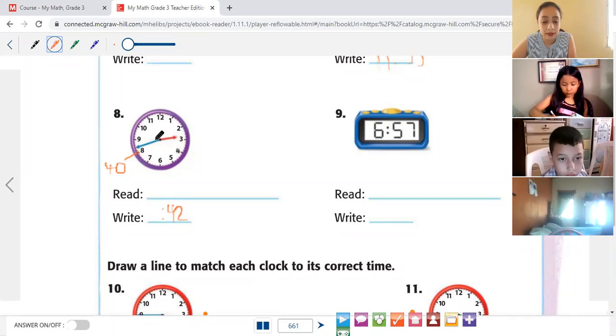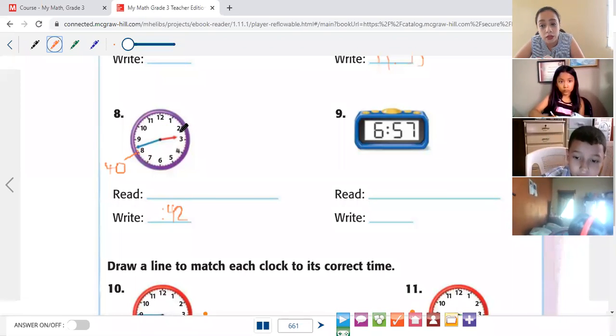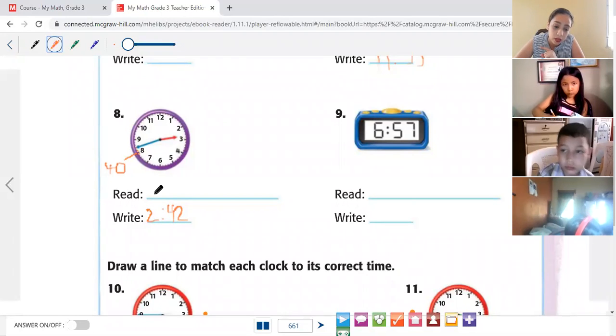But what is the hour hand telling me? Sergio? Perdón, André? 2. It's 2, yes, good job, nice job, excellent job. It's near 3, but it's not 3 yet, so it's 2:42. So we write 2:42 in words.